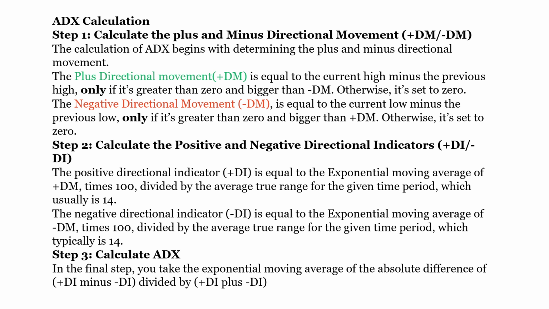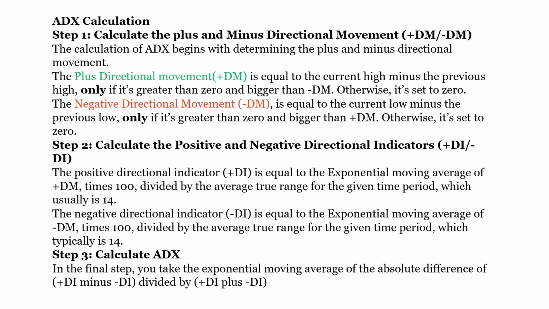Calculating the ADX involves 3 steps. First, you calculate the plus and minus directional movement, which is plus DM and minus DM. The plus directional movement is equal to the current high minus the previous high, only if it's greater than 0 and bigger than minus DM. Otherwise, it's set to 0. The negative directional movement is equal to the current low minus the previous low, only if it's greater than 0 and bigger than the plus DM. Otherwise, it's set to 0.